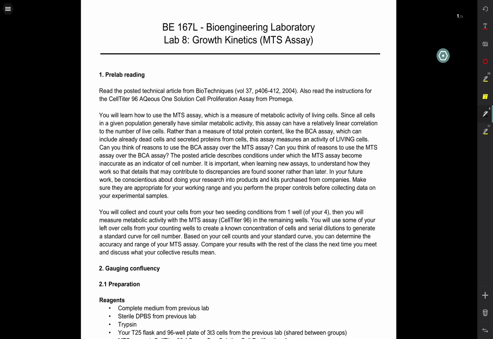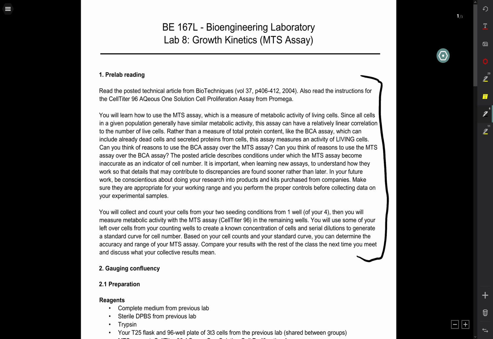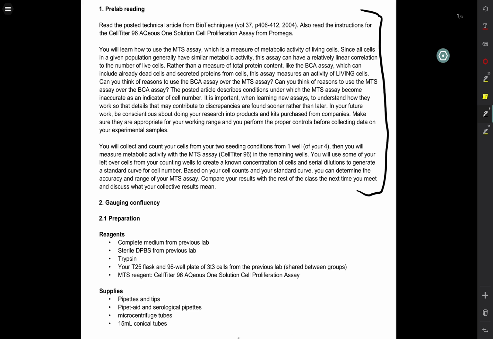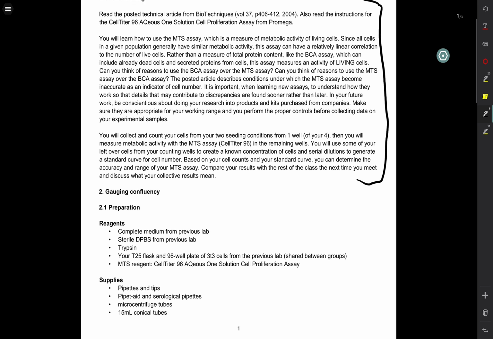As always, I'm asking you guys to read through the pre-lab reading and get an idea for the basic theory behind the lab. One thing I just want to remind you guys is that this is a population assay, which means you're measuring individual cells, but you're measuring an entire population and then making adjustments and calculations for an average. This is going to be important because next week we're going to move on to some individual cell assays, and that will be quite interesting.